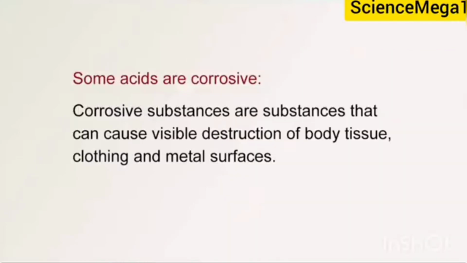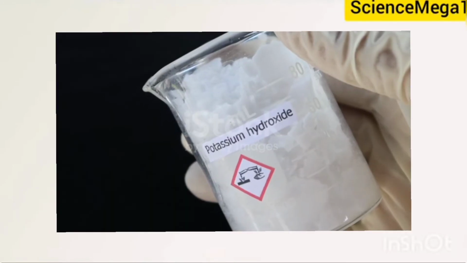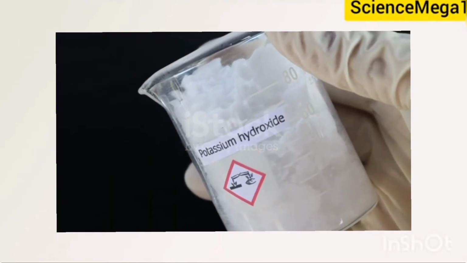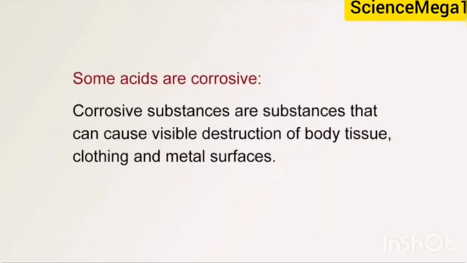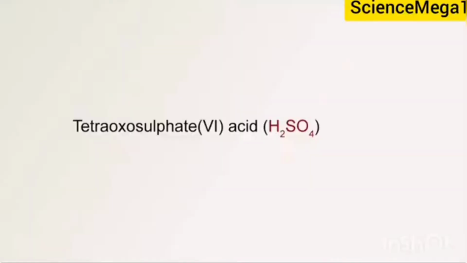Some acids are corrosive. If you remember our lesson in year 1, where we talked about corrosive substances and their symbols, corrosive substances are substances that can cause visible destruction of body tissue, clothing, and metal surfaces. They have the following hazard symbol. Examples are concentrated acids, such as tetraoxosulfate 6 acid.